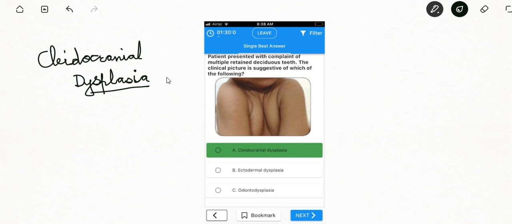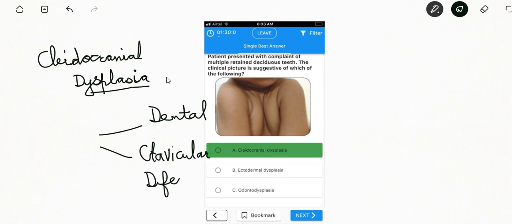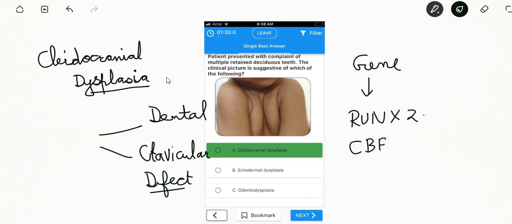Now, what is cleidocranial dysplasia? It is a generalized bone disorder caused by mutation in the RUNX2 gene. Which gene? RUNX2 or CBFA1 gene. This gene normally guides the osteoblastic differentiation, chondrocyte maturation, and bone formation.